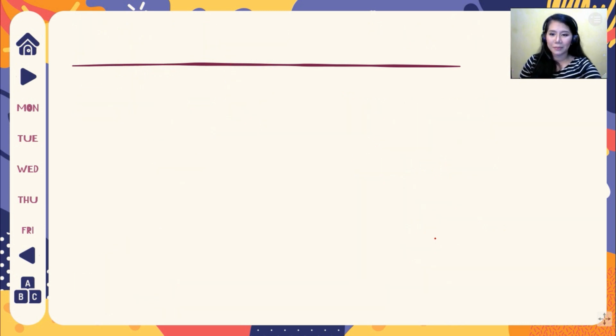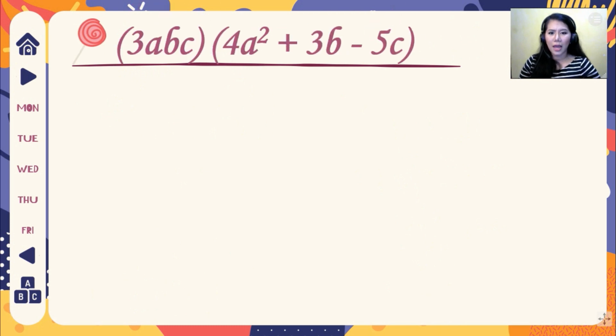Okay, so let's have another example. I have here, alright, 3abc times 4a squared plus 3b minus 5c. How are we going to answer this? Okay, so in this case, class, applyan na natin siya ng distributive property of multiplication over addition. How do we do that? Kasi, class, nagkataon na meron kang 3abc dito. This is a monomial, okay? And then, minumultiply natin siya sa 4a squared plus 3b minus 5c.